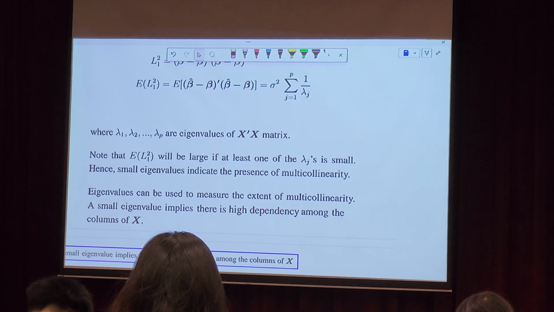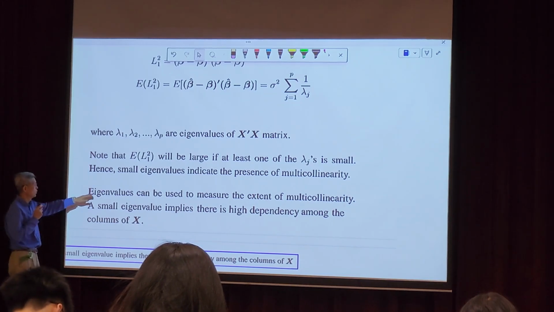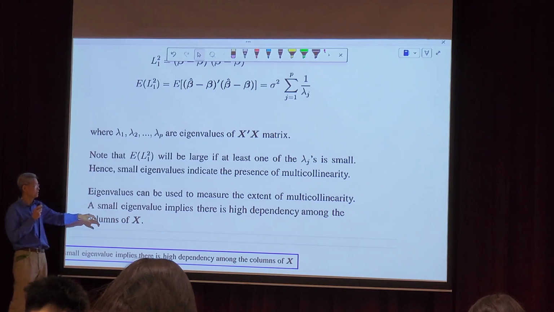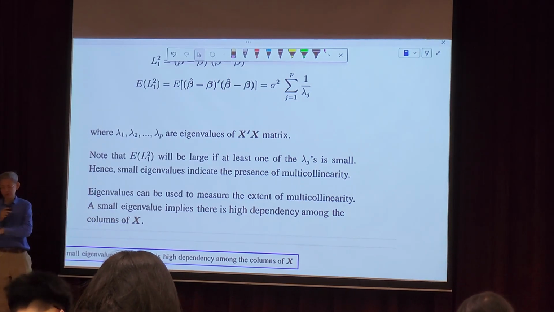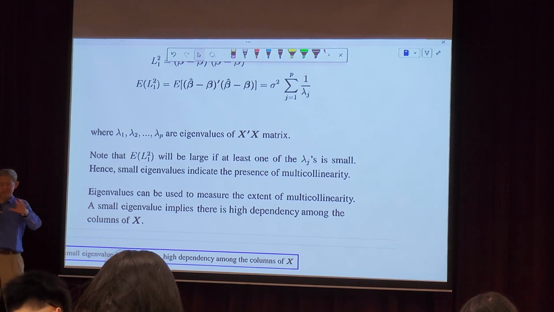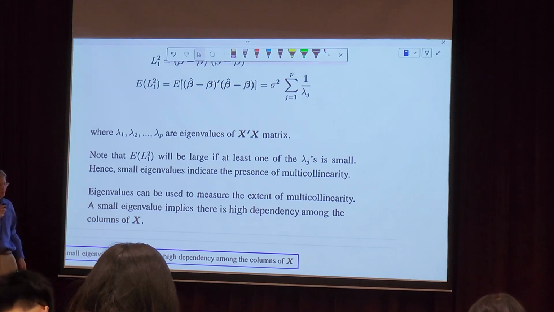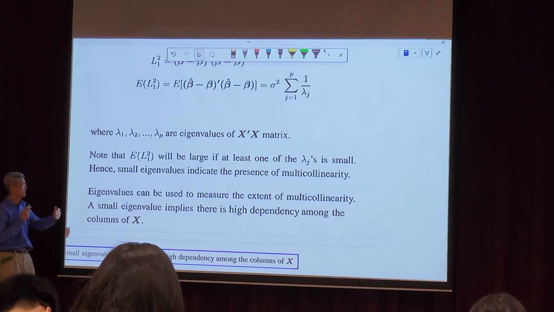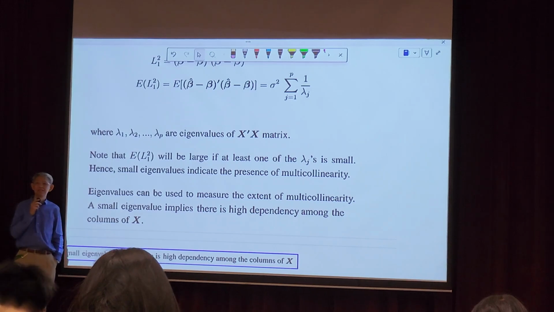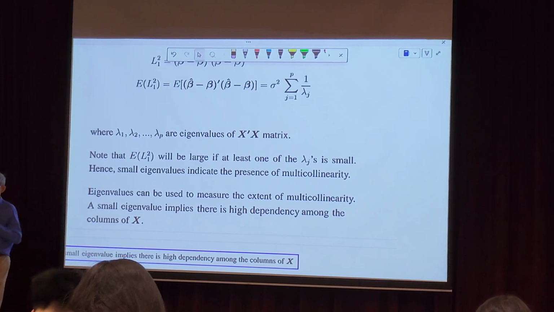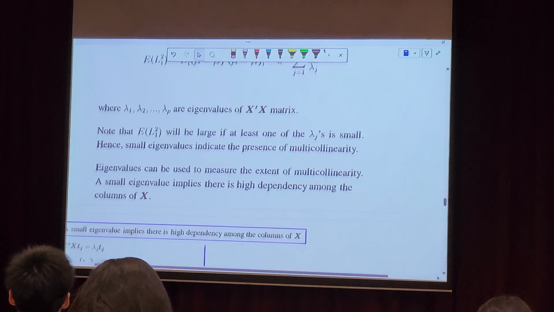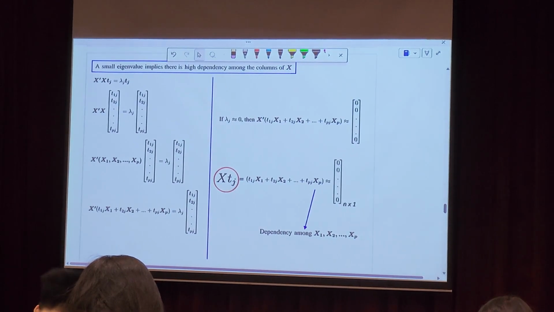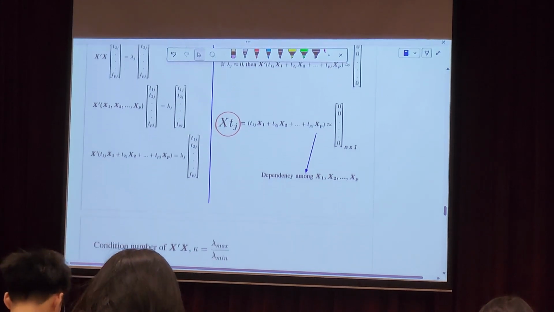So from here, we know that eigenvalues can be used to measure the extent of multicollinearity. If you are just given the x matrix, find x prime x, and then find eigenvalues, and then just examine the eigenvalues. If you see any small eigenvalues, that means there's a high dependency among the regressor variables, just by looking at the eigenvalues. So this page tells us the same thing. If any lambda is small, there will be dependency.